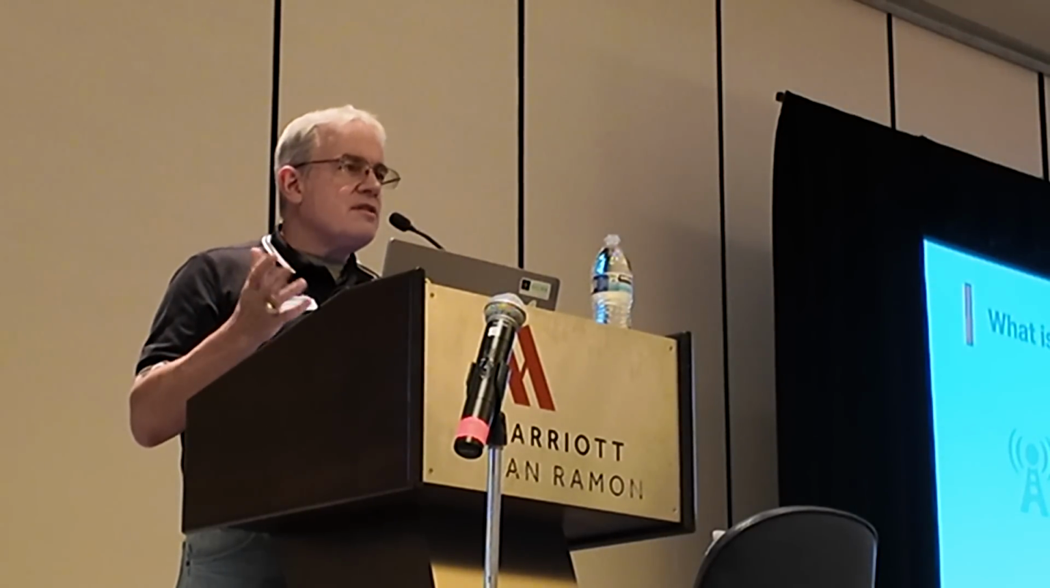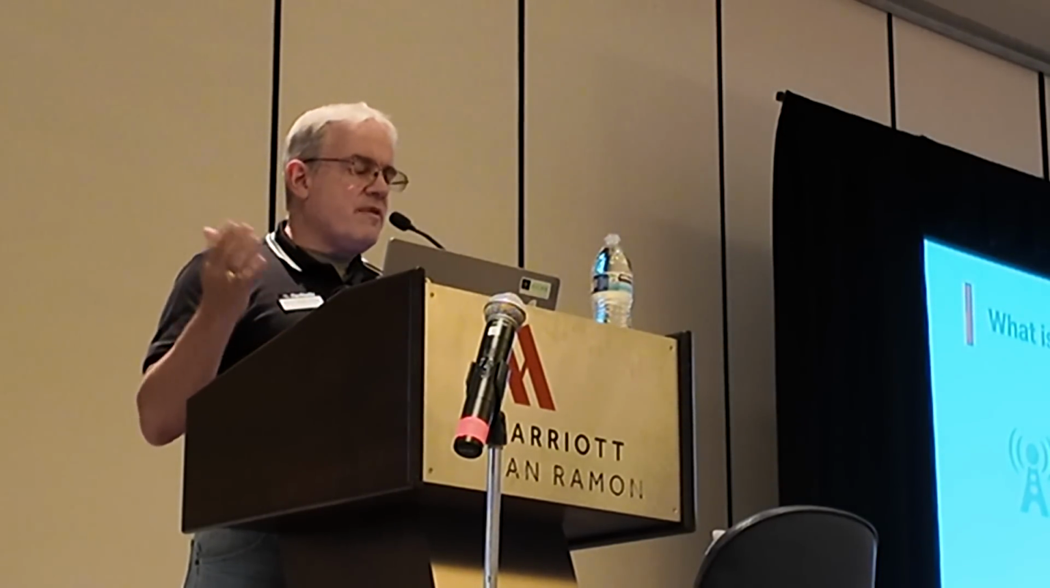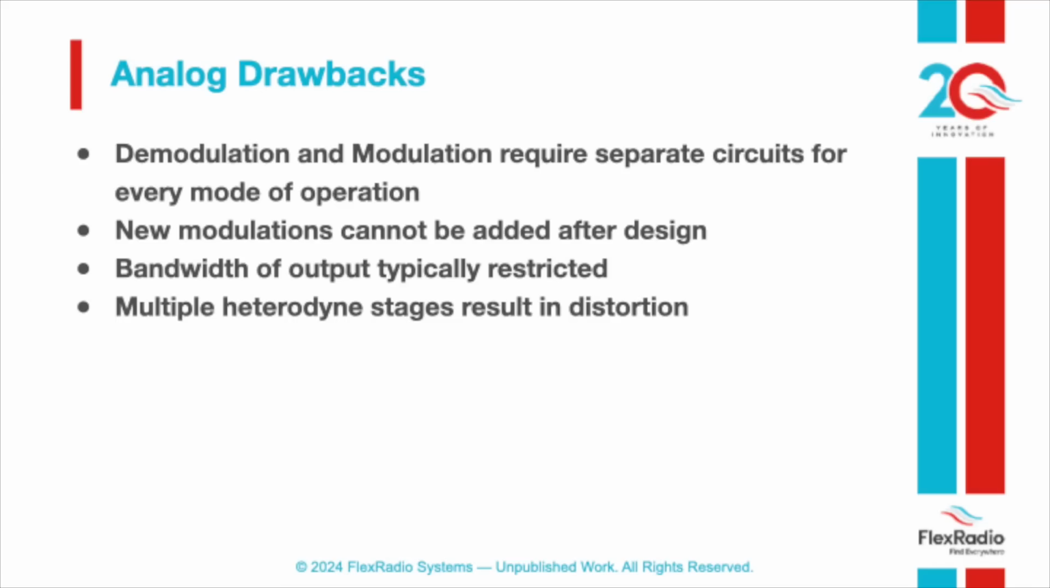All these boxes that are red here are analog components, so it's a very basic block diagram. So what are the drawbacks to having an analog radio? Well, demodulation and modulation require separate circuits for every mode of operation that you're going to encounter. New modulations can't be added after the fact because they're in circuitry, and you just can't add circuitry easily after the fact.